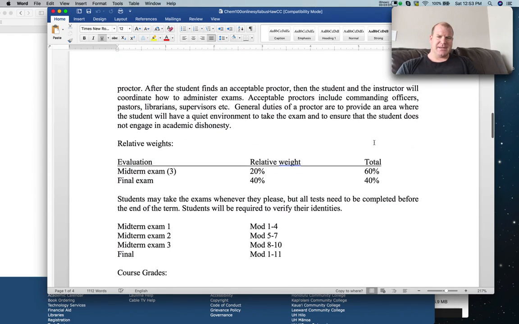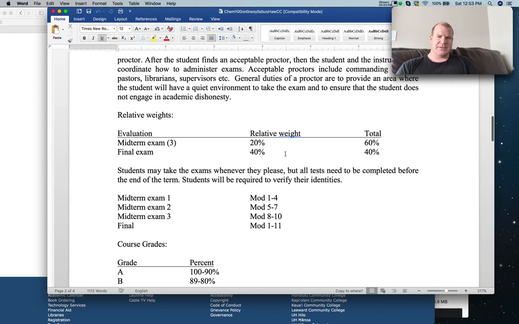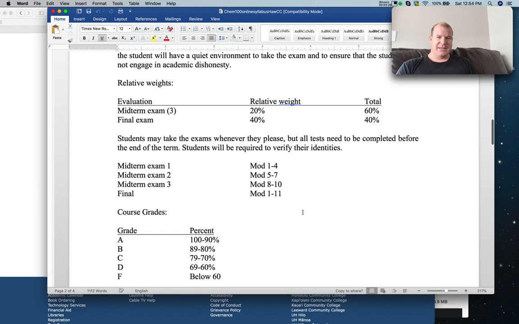Here's a grading breakdown. So 3 midterms and a final. The other thing, I don't put this in the syllabus, but if you do better on your final, you get the grade you get in the final. The other thing with the final is it's open book. The midterms are not, so you can take your book, just your book, not your notes, into the final. I'm very explicit about that in my instructions. And this is the breakdown. So midterm exam 1, mods 1 through 4. So what the heck is a mod?